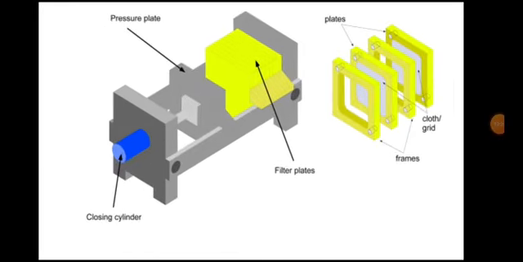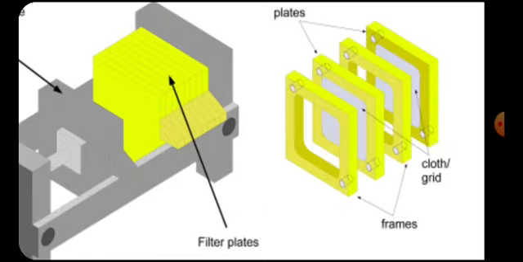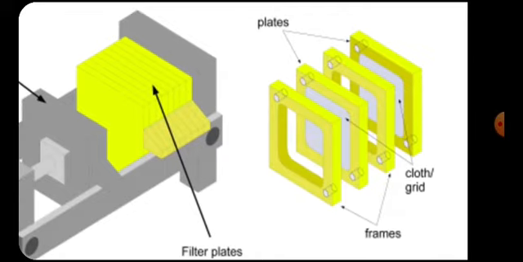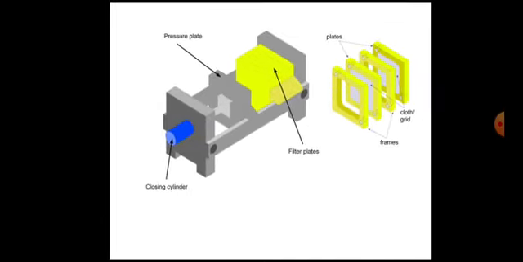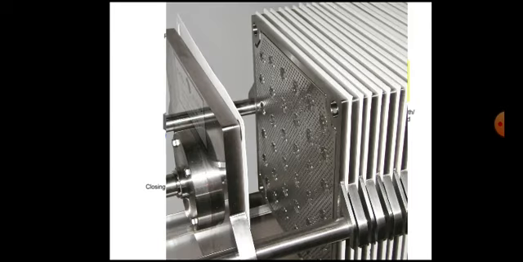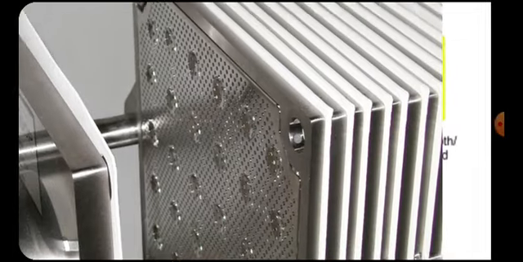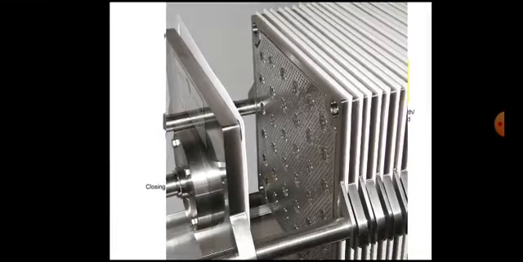This is the diagram. You can see a more sophisticated diagram. The plates and frames: first is a frame, the second one is a plate. The plate is covered with filter cloth, then again there is a frame, and again there is a plate. So this is the plate frame filter, and this is the actual device. This is how it actually looks. These are the plates and frames. You can see this white part, that is the filter cloth. It is made of stainless steel.